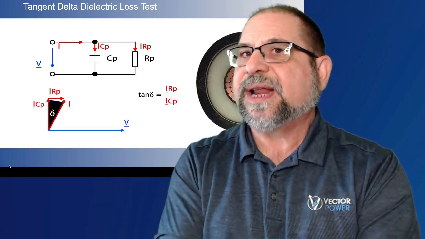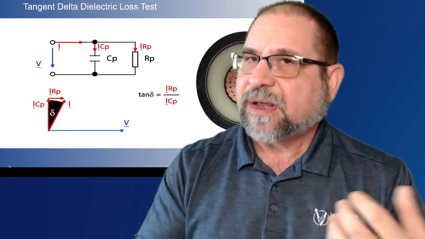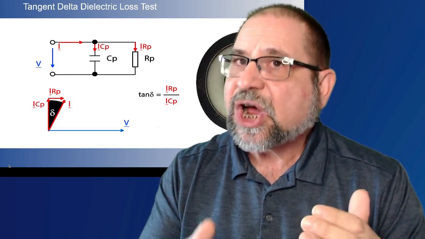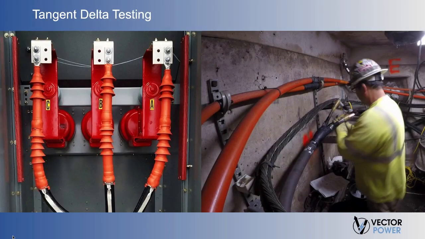Cross-linked polyethylene has very, very low dielectric losses. Ethylene propylene rubber, or EPR, has much higher dielectric losses when compared to cross-linked polyethylene. Also, we need to keep in mind that the goal of tan delta testing is to provide a quality or reliability indication of an insulating system.